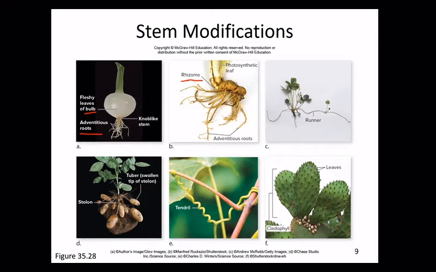So rhizomes are going to be stems that grow under the ground near the surface of the ground that will allow for the continued growth. And we see these if you know what a tiger lily is. A tiger lily is a good example of this that will grow under the ground.